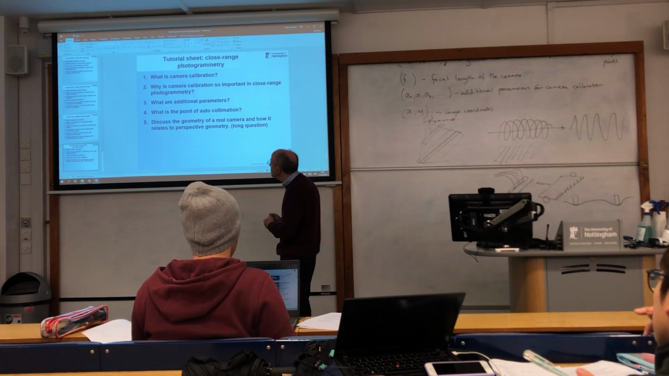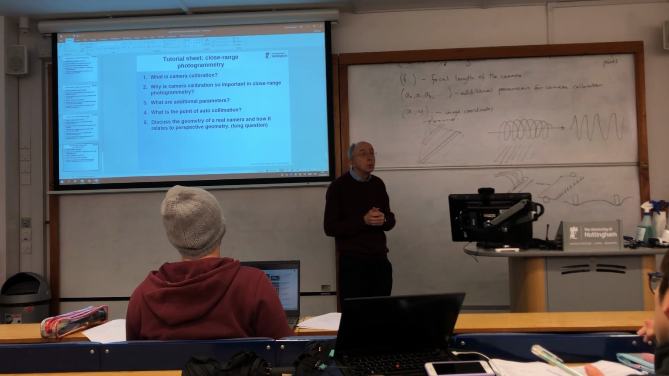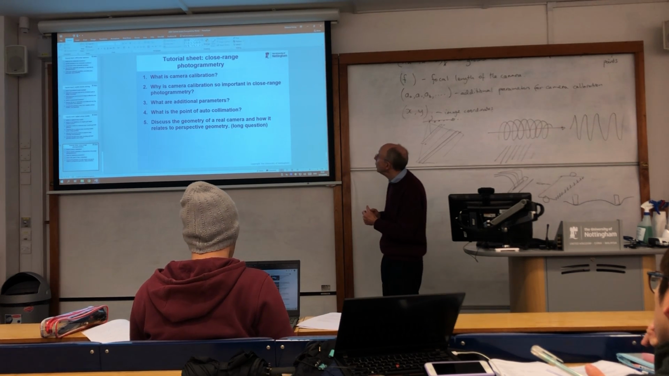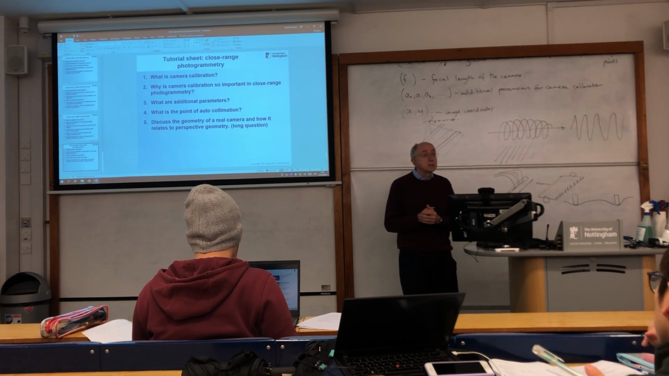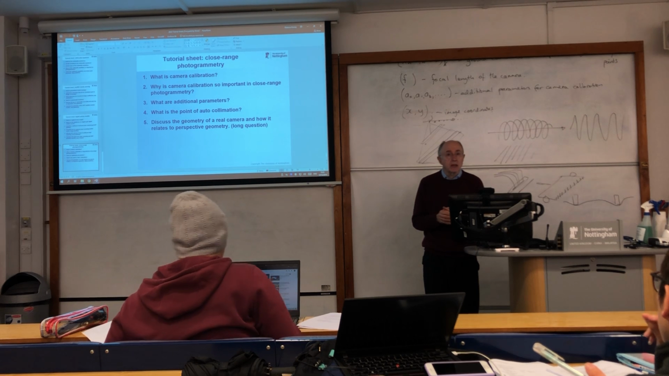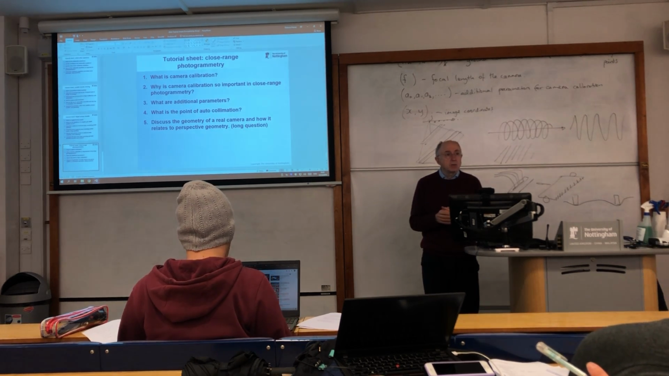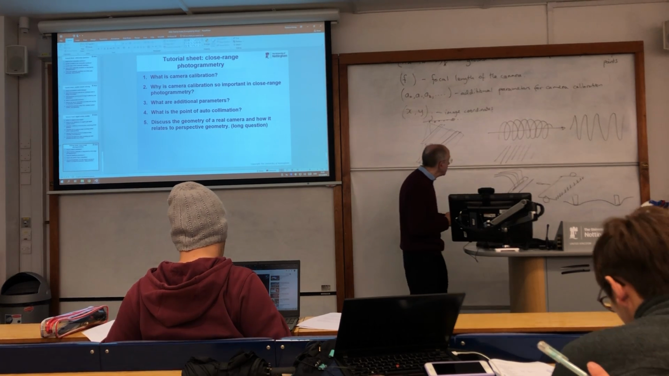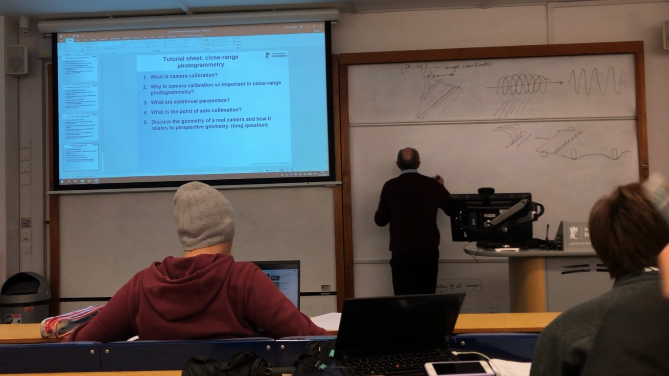What are additional parameters? Well, about the second question, how about oblique cameras? Is calibration very important then? Yeah, oblique photography is actually not easy to work with. It's quite difficult to work with because the calibration does have to be very good.